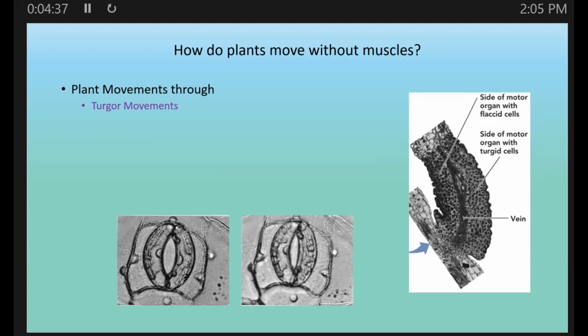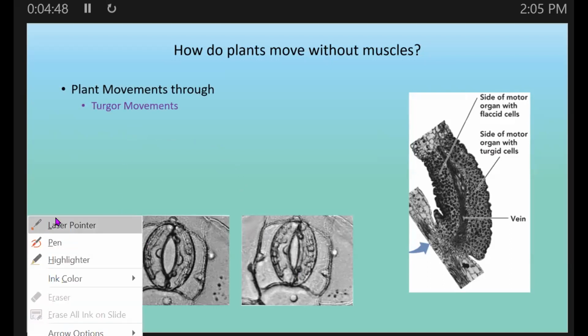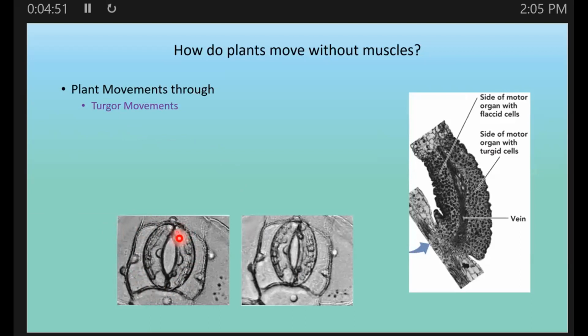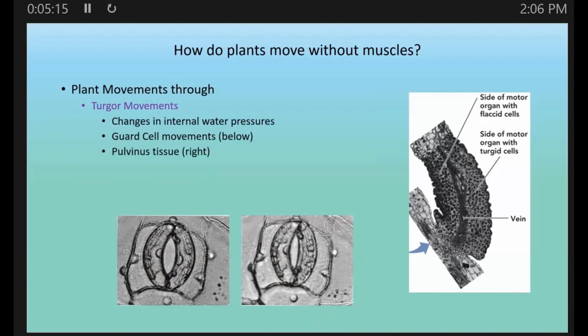And so you're looking here on the bottom image at the stomata and the guard cells. So those kidney bean shaped guard cells, when they have water rushing into them, they actually will bend away from each other and reveal the pores. So that's a turgor movement. As water exits out of the guard cells, then the guard cells start to move closer to each other and close down the pore. So that's a really great example. And then it's basically just looking at the changes in water pressure.